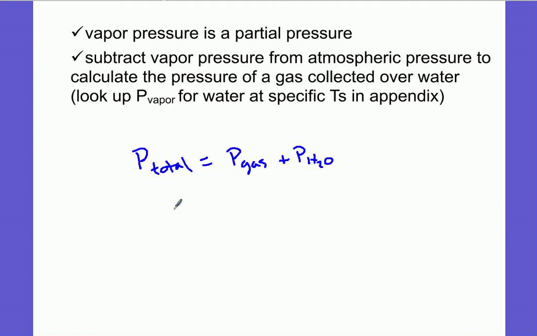So if I had this pressure in the container of 700 torr, I would subtract that pressure for the water that I would look up in an appendix, and that would give me the pressure of that gas that I collected. So maybe that pressure for water at the specific temperature that I'm talking about is 20 torr. So 700 minus 20 gives me 680. It's not really that difficult again.